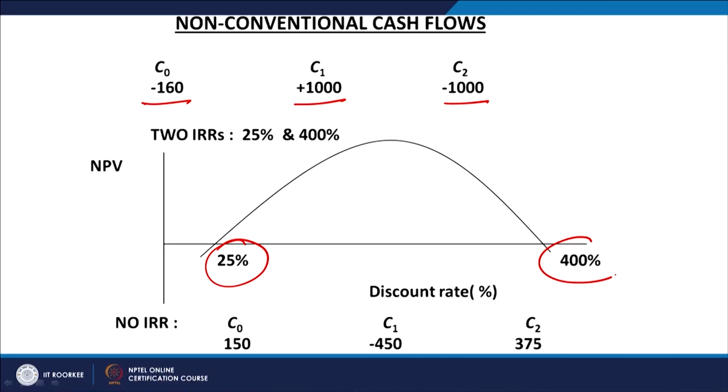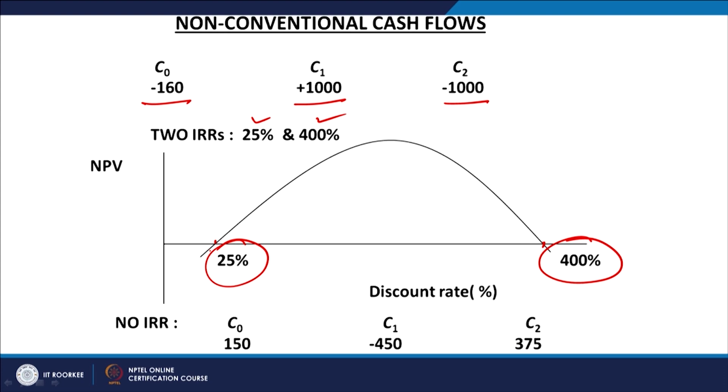Now, in this case, if you discount these cash flows, you get two discount rates, 25% and 400%, meaning at this point also your NPV is 0, and at this point also your NPV is 0. Which one out of the two do you have to accept? That is a problem, because here we have non-conventional cash flows. So two IRRs come up, one is 25%, another is 400%. At this point NPV is 0, then it goes up and further comes down, and at 400% also the NPV becomes 0.